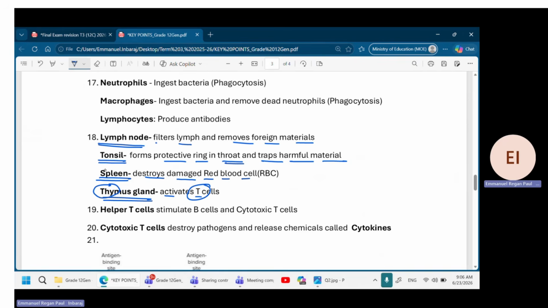Keywords. Spleen, damaged red blood cells. Tonsils, throat, and traps harmful material. Lymph nodes, and removes foreign material. See, these are the four. Okay, see here, I'm showing it here.